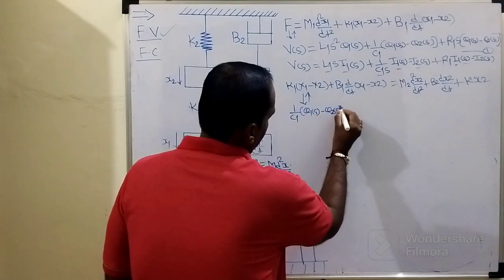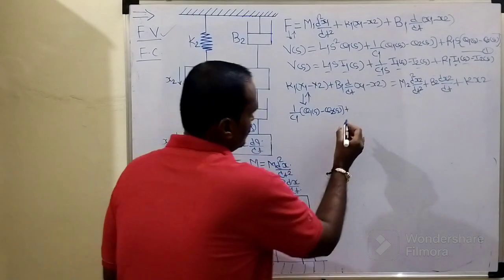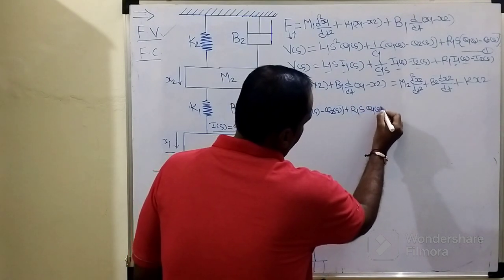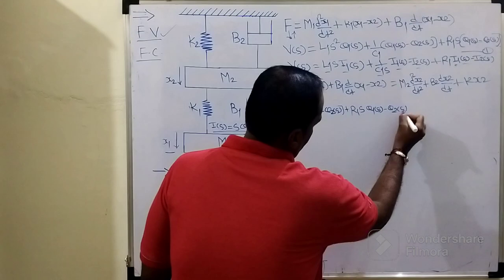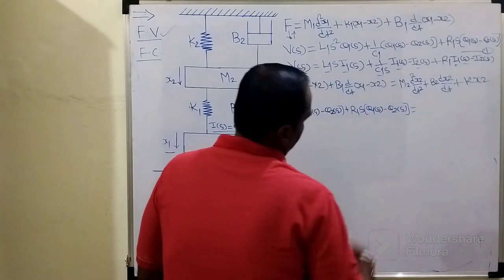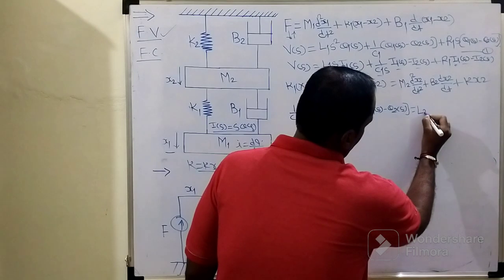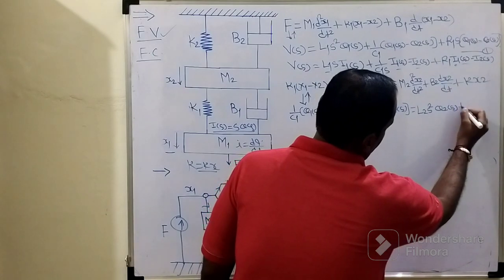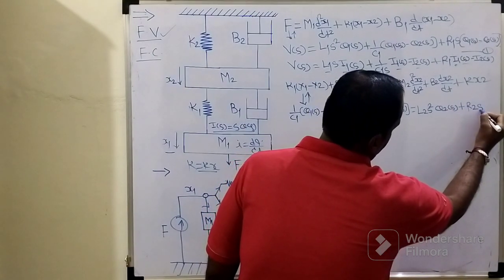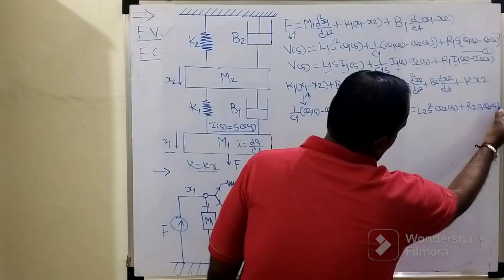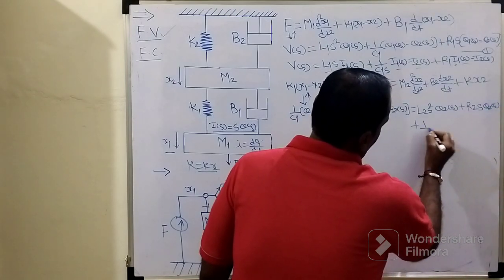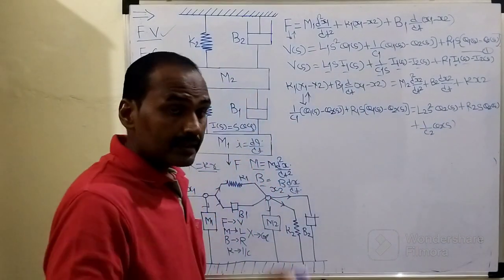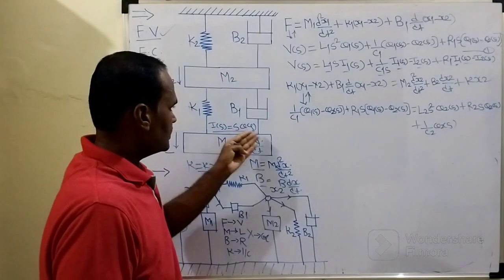q2 of s, plus b is analogous to r, the first order differentiation, r1 s into q1 of s minus q2 of s, equals m is analogous to l, so l2 s square into q2 of s plus b is analogous to r, r2 s into q2 of s plus 1 over c2 into q2 of s.